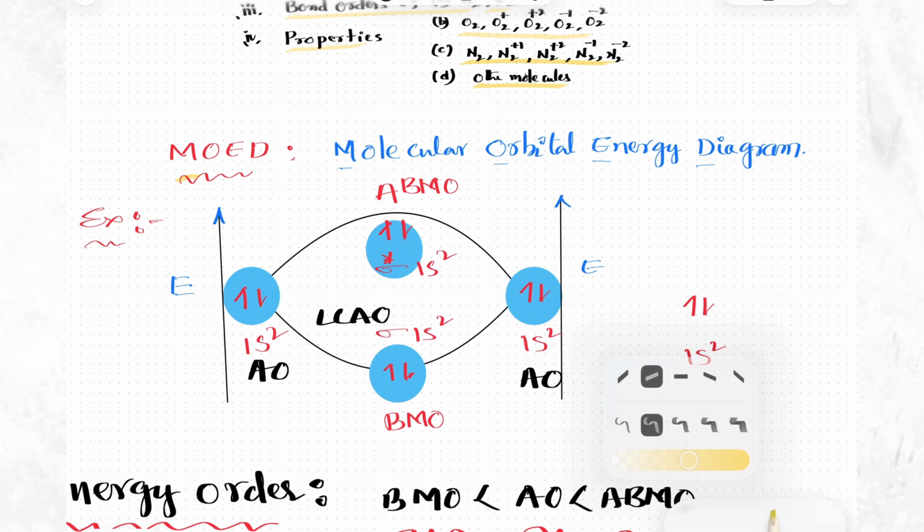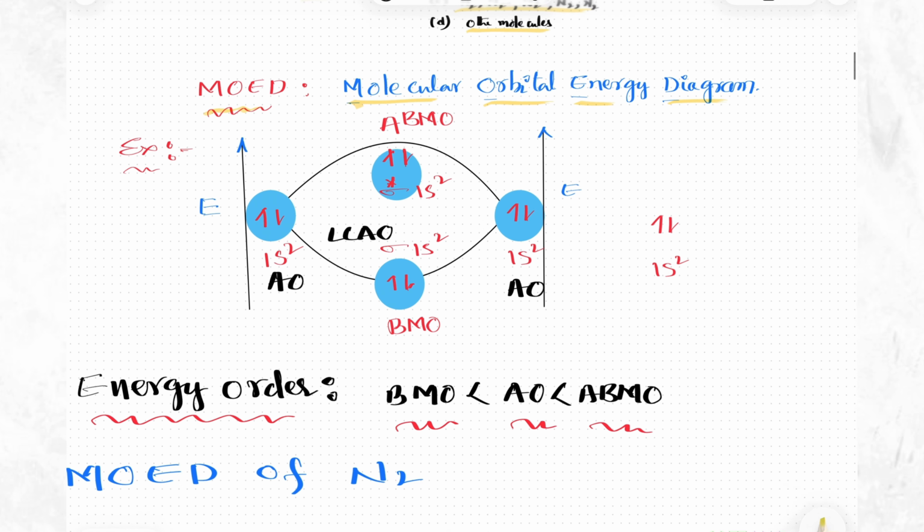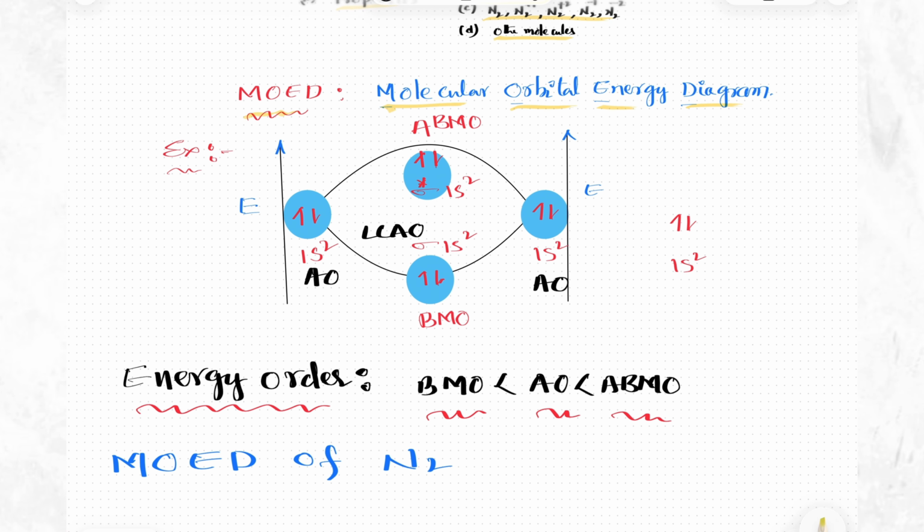Look here. This is the MOED, molecular orbital energy diagram. All of you concentrate here. See, this is the energy order. This line indicates the energy order, from lower energy level to higher energy level. Similarly, I put one more line that also indicates energy from lower to higher energy level. In this diagram, you can see one atomic orbital and one more atomic orbital.